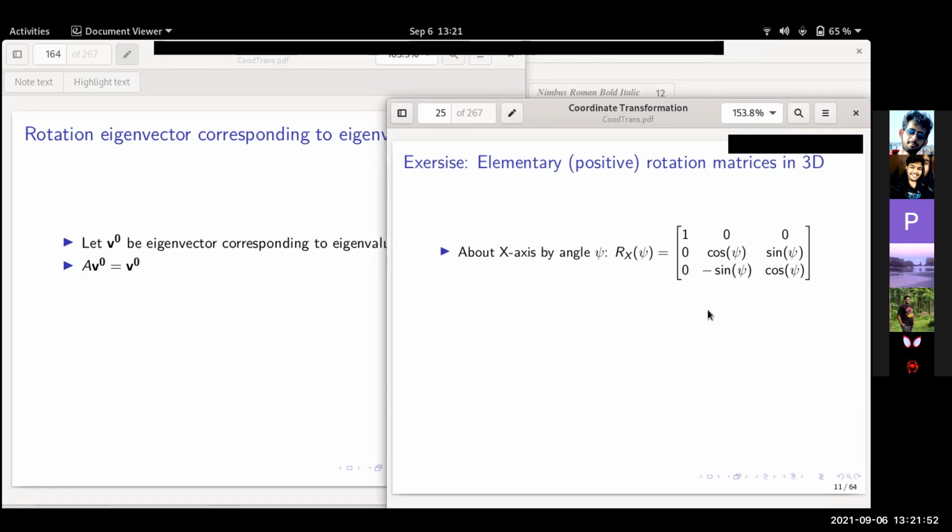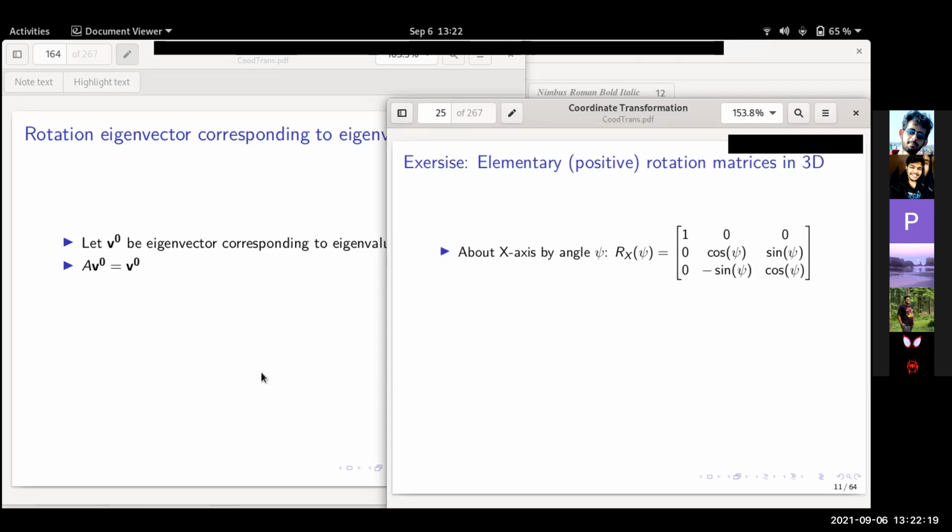Same. X1, 0. It will be the same, right? So that means this x-axis rotation matrix will not change the vectors which are lying along the x-axis. The x-axis rotation matrix will not change the vectors lying along the axis of rotation.